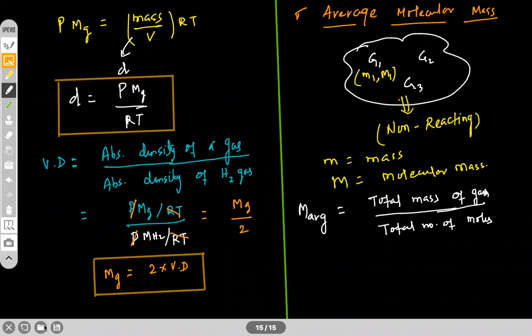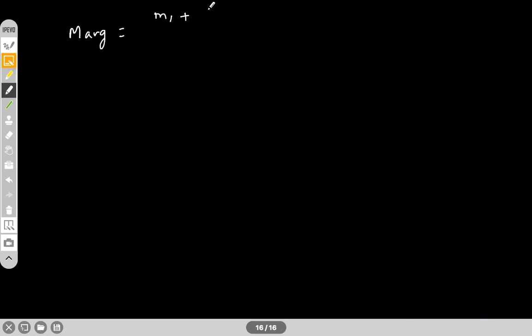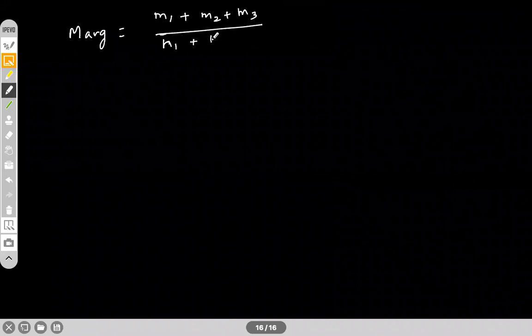Now for this particular thing, if I write down the formula, you'll get this. M average is equal to, I have taken 3 non-reacting gases and their masses are m1, m2 and m3, and their respective numbers of moles are n1, n2 and n3.